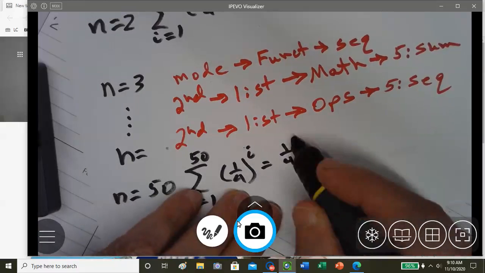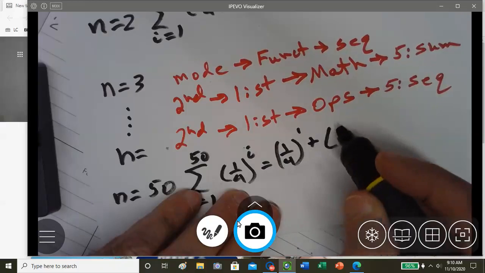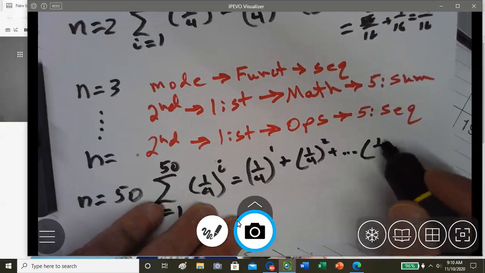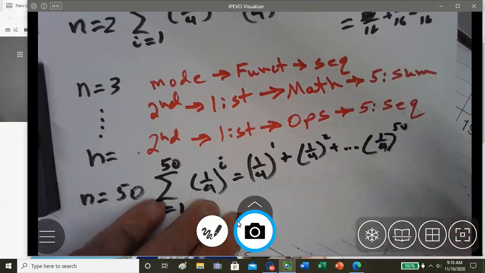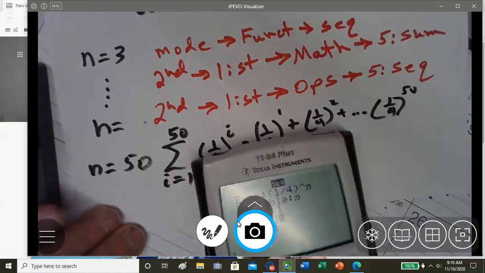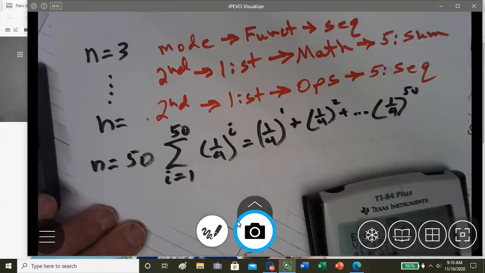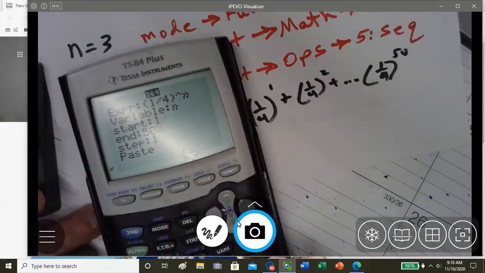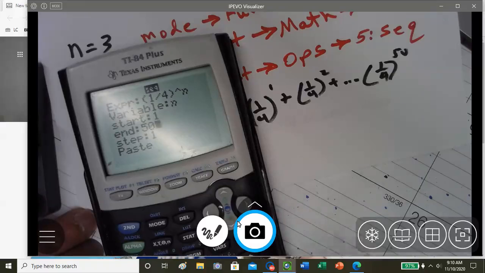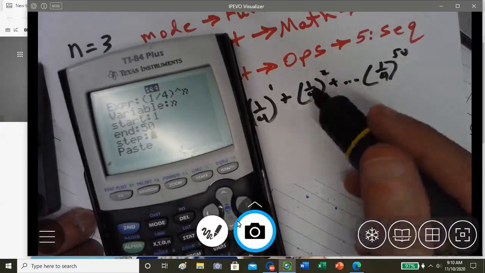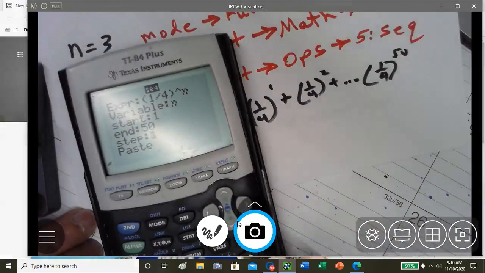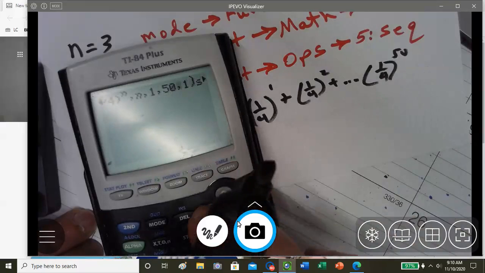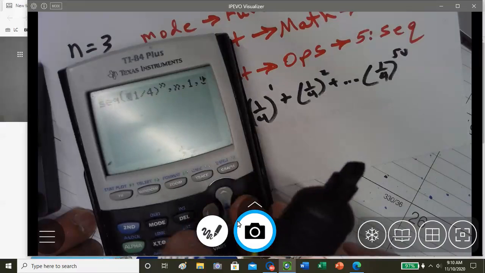So that'd be 1/4 to the first plus 1/4 to the second plus 1/4 to the 50th power. Okay, so that would be pretty cumbersome to try to do that manually. So that's why we want to do that on the calculator. And we go step 1, we're going to do one integer at a time. And then we go down to paste and hit enter. And there we have our summation.